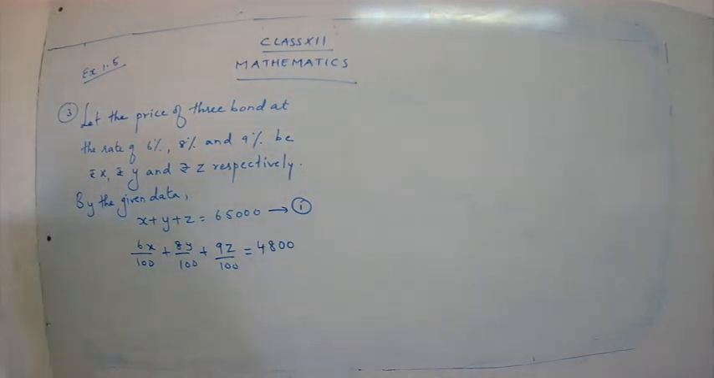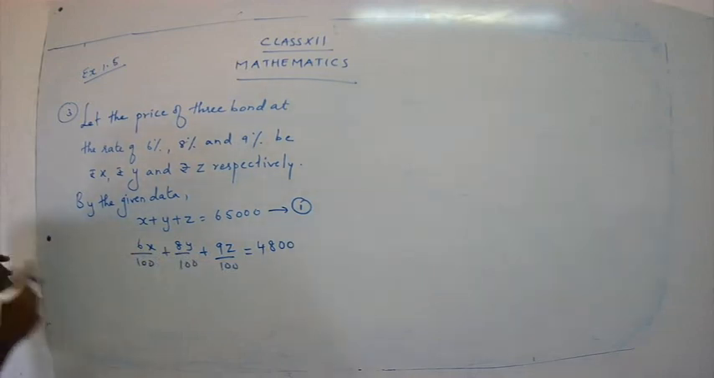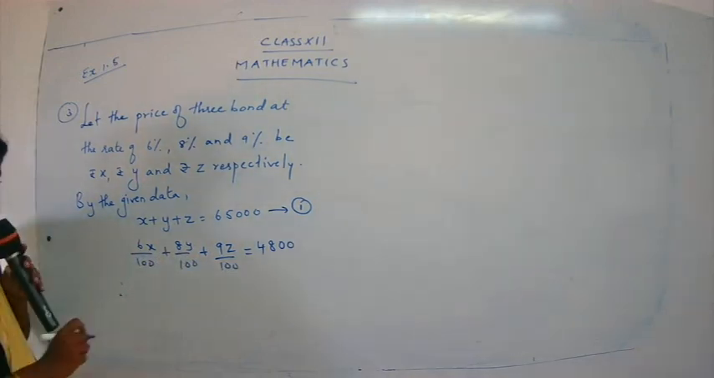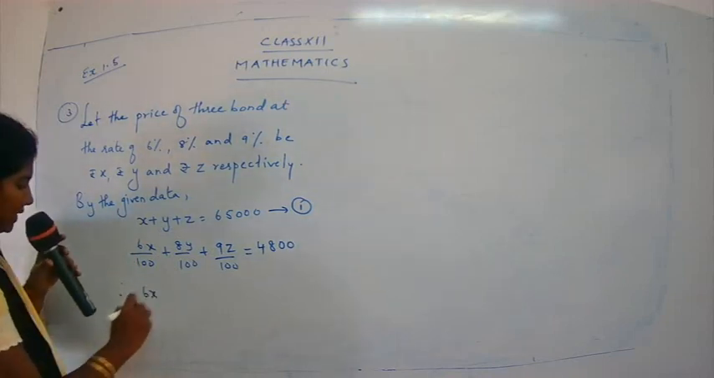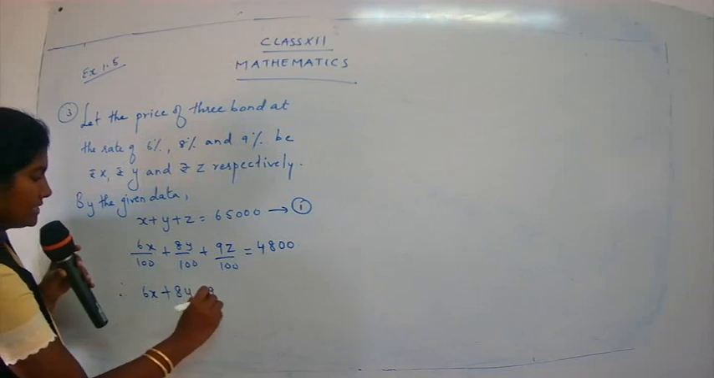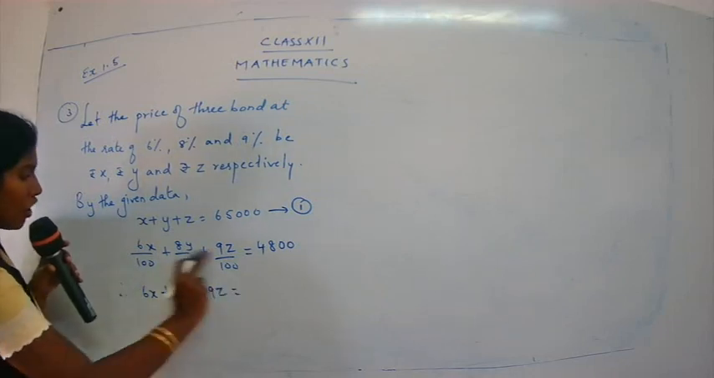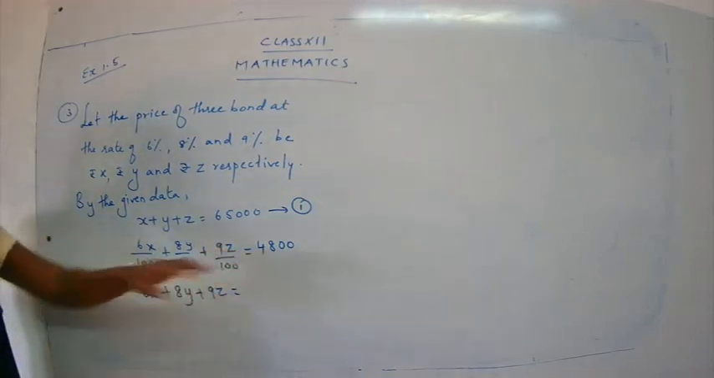Now what can we see here? We can see that 100 is common for all the numbers. Yes. So 100 can be taken common and it will be taken to the RHS part. So you get here, I'll be doing directly because you know how to take the numbers to that side. So 6x, the numerator parts will be taken together. 6x plus 8y plus 9z is equal to a common. What is the common number here? 100. So 100 into 4,800.